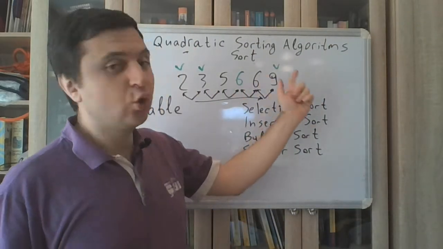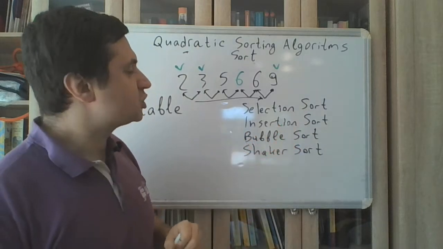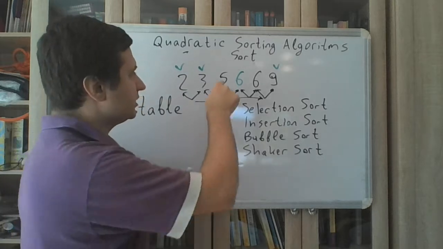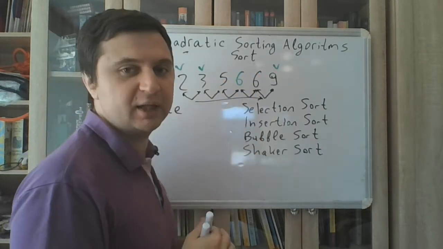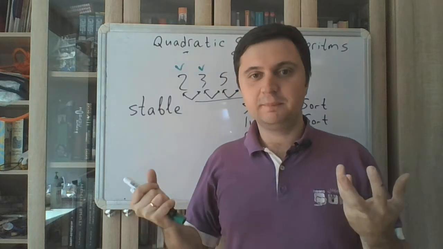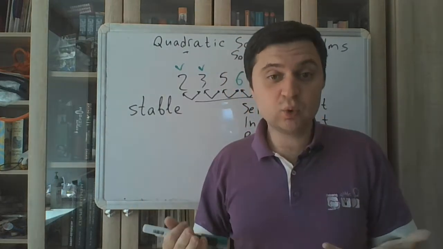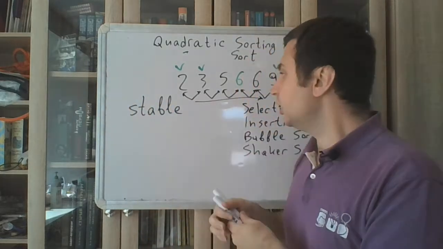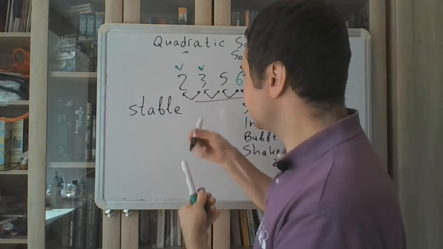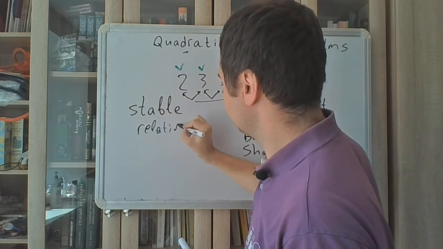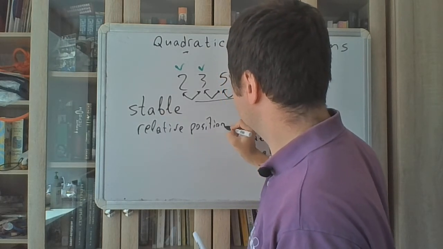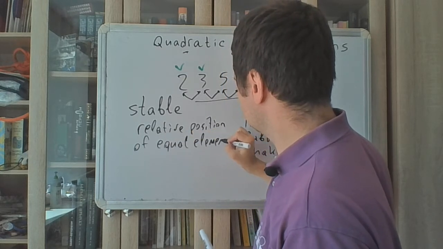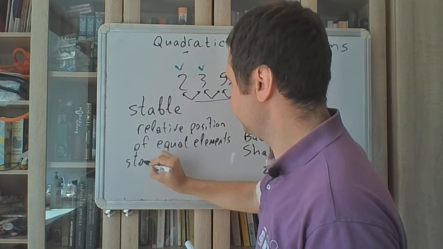So let's think about several people with the same average score and different names. We are sorting according to the average score. So what happens to them? Before, in the original data set, the green person was to the left of the black person. So what is their final relative position? The sort is called stable if the relative position of equal elements stays the same.